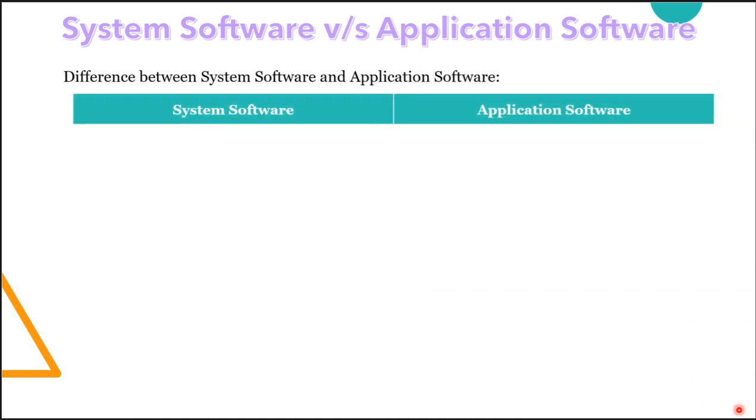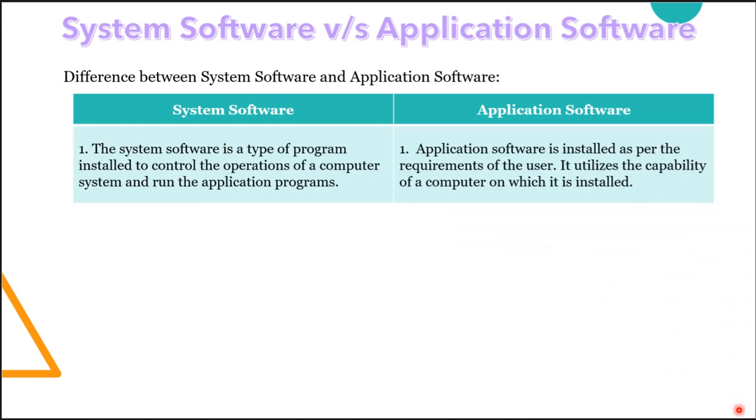Here we'll see the difference on the basis of 4 points. First, on the basis of functions performed by them. So the first difference is, the system software is a type of program installed to control the operation of a computer system and run the application program.